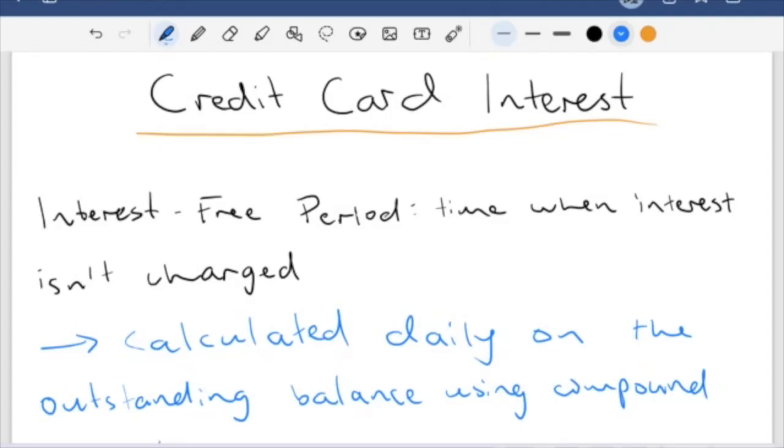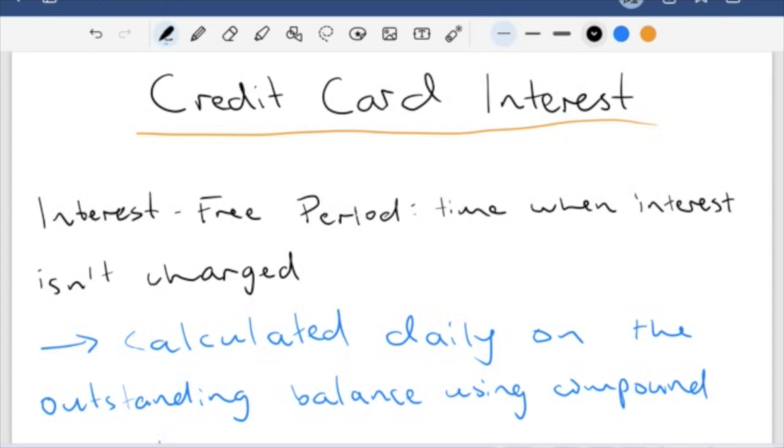So now we're going to move on to talking about credit card interest. Now, the actual maths that we're going to be doing for this particular topic isn't different at all to what we've been doing previously with compound interest, but there are just a couple of key terms and definitions we have to go over before we get into some questions.